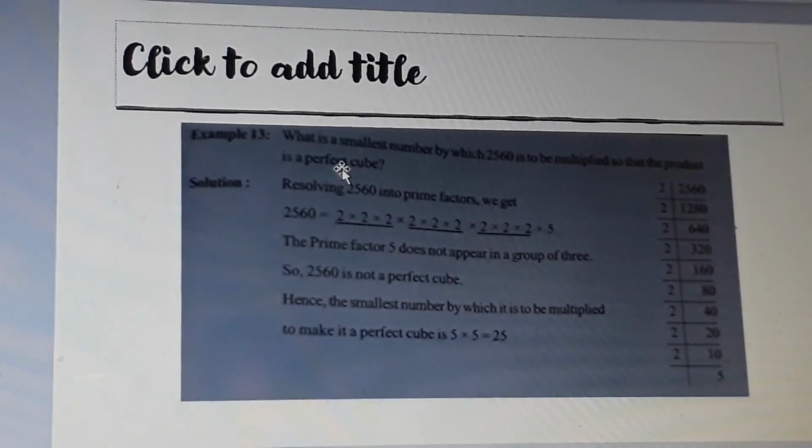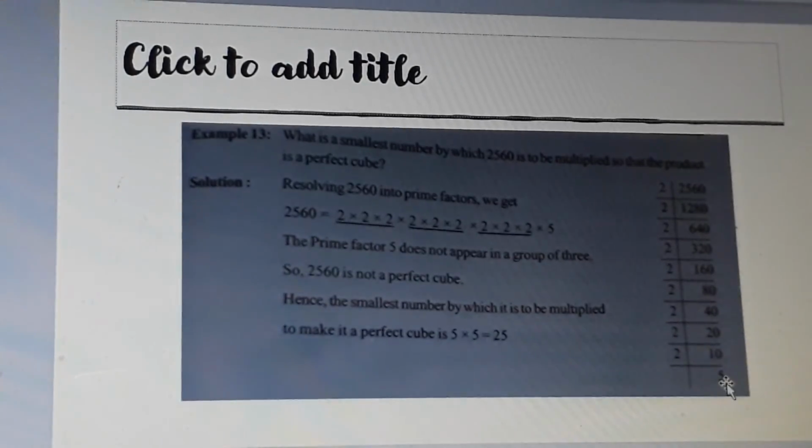Next, another example. What is the smallest number by which 2560 is to be multiplied so that the product is a perfect cube? This type is known. You know this model. First, 2: how many times does it divide? 1280. Again this process. All are prime factors.